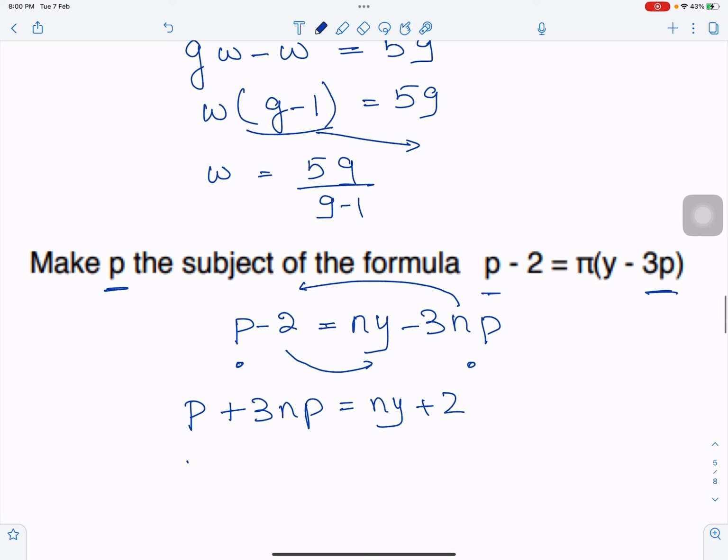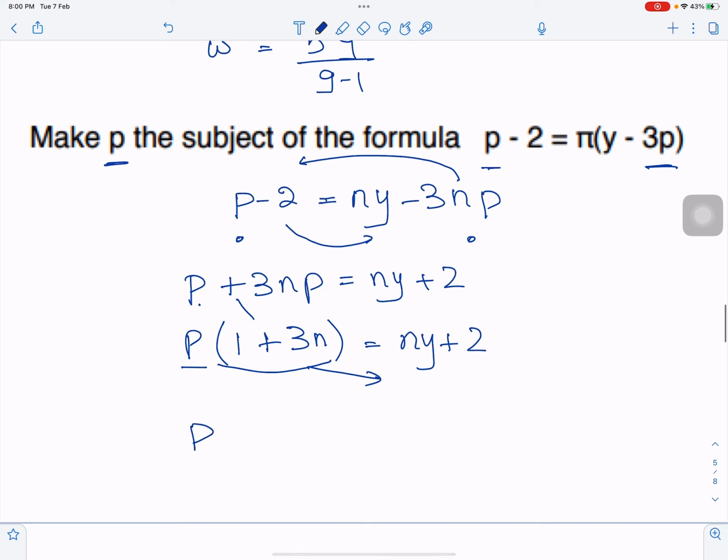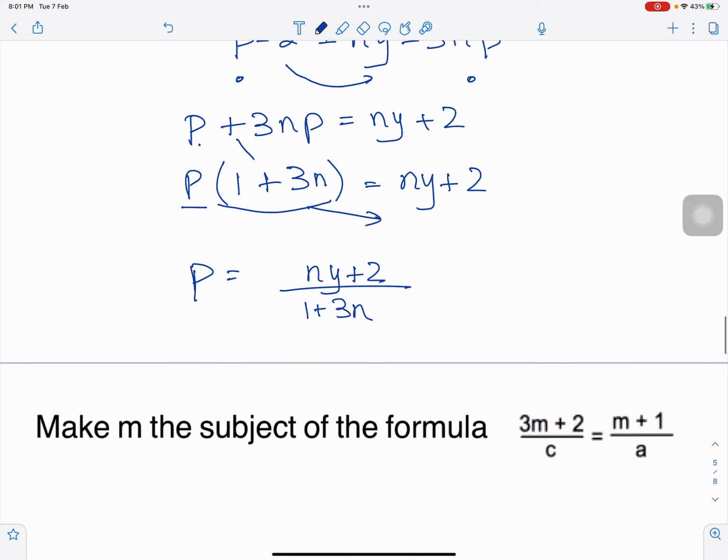Now P you will take common factor out. Whenever it is present in two terms, take the common factor out, okay? So now this P is out, so you have 1 here, this plus sign, from here 3n. Factorization I'm sure you know, okay? So now these terms are multiplying, so I can take it to the denominator on the other side. So P is equals to Ny plus 2 divided by 1 plus 3n. So this is how you will make P a subject.